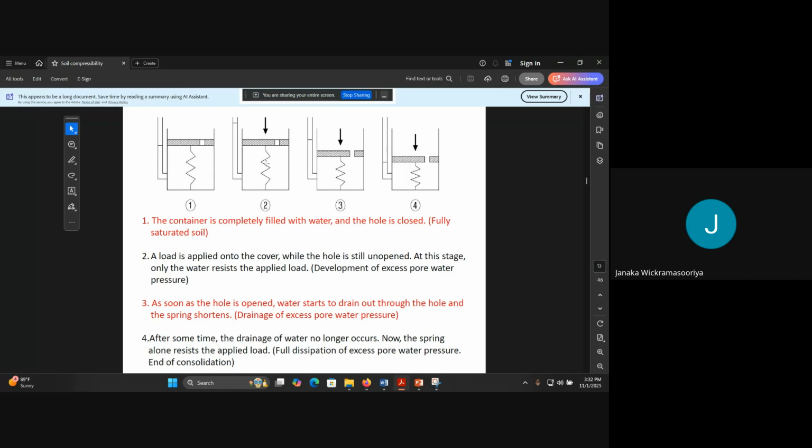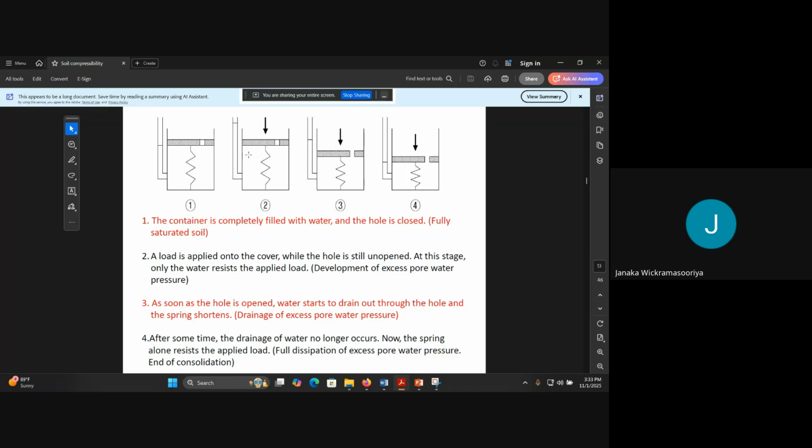Right? The applied load will be taken only by the water. First, the load will be taken by the water. As soon as the hole is opened, now when you open this hole, what happens? The water will be released away.